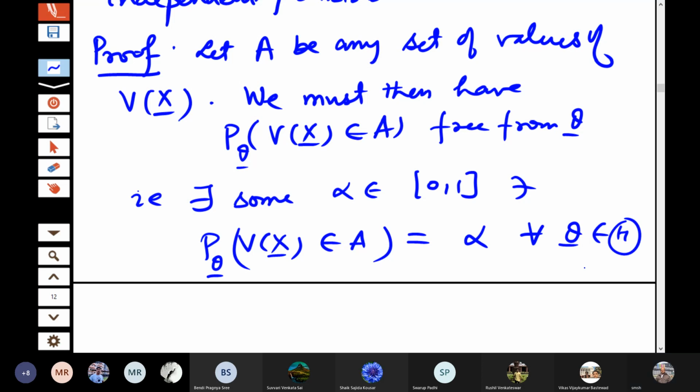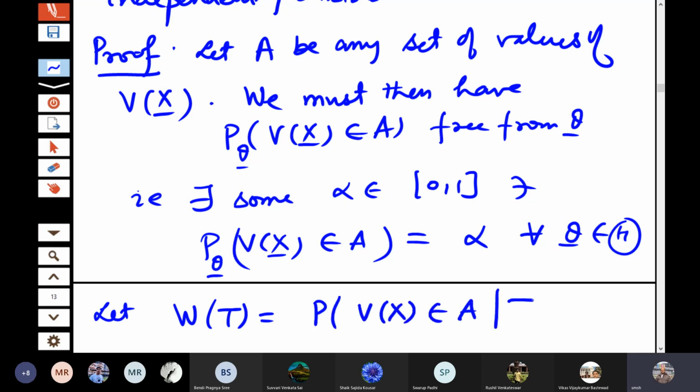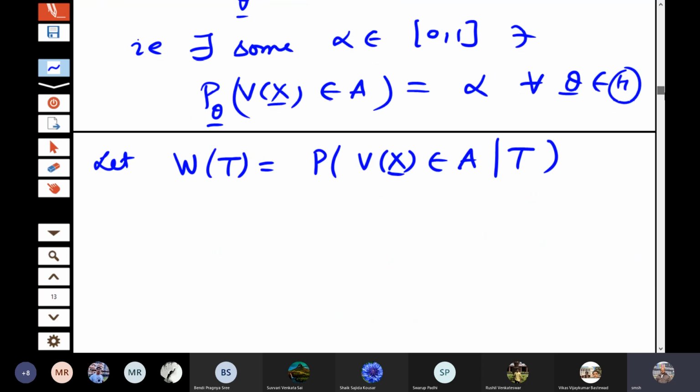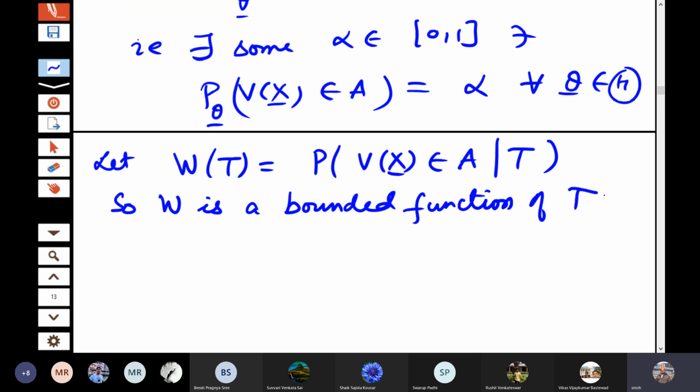Now let me consider conditional probability here. So let me put this as probability of Vx belonging to A given T. This is a probability and it is a bounded function. The conditional distribution of x given T is independent of theta because T is a sufficient statistic. Okay, so this is merely a function of T. Wt is a bounded function because it is probability, so it lies between 0 and 1. Bounded function of T only.